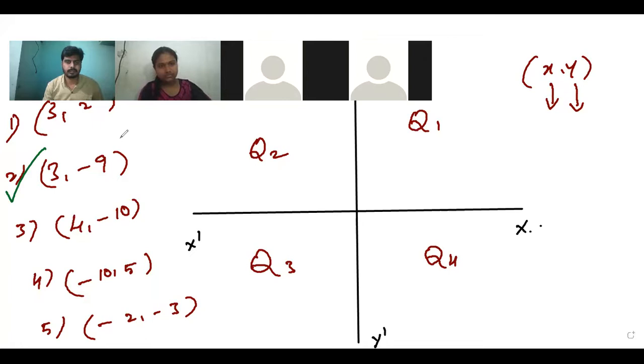Ramcharan. Q2. Jagan, sir. Is it right? 3 comma minus 9, does it lie in Q2? No, sir. Then where does it lie?